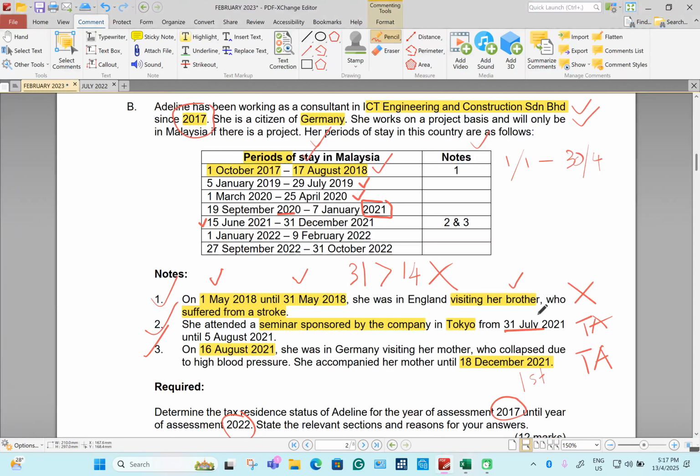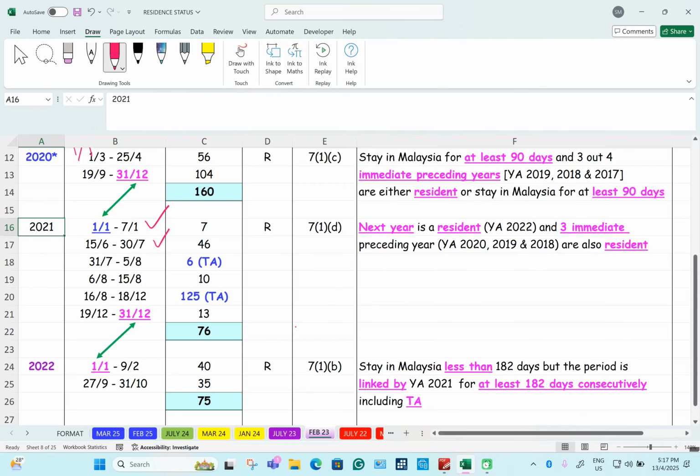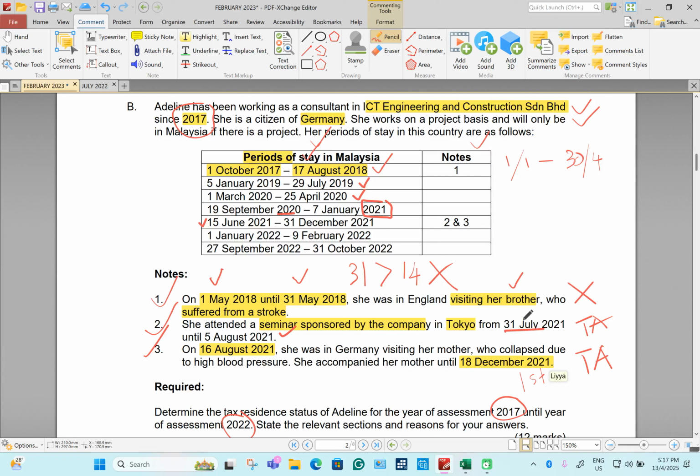Okay. Followed by our TA. Okay, TA 31st July until 5th August. Okay, 31st July, 5th August. Okay, followed by, after 5th August, what happened, guys? Okay, look at this date. She was in Malaysia until 31st December, right? So meaning to say after 5th August, 6th August, she was in Malaysia.